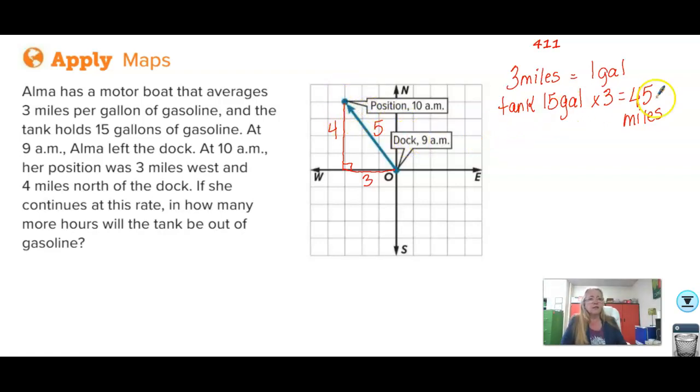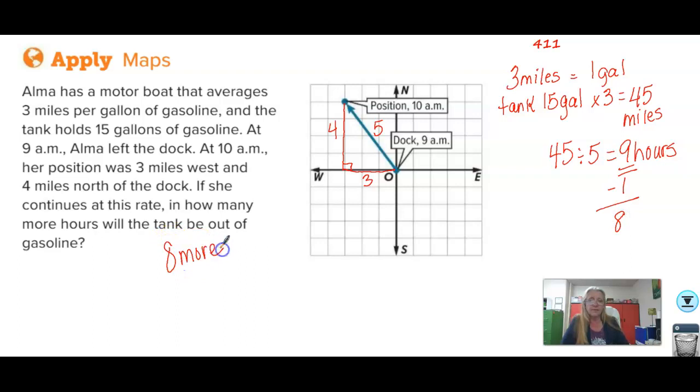If she goes 5 miles in 1 hour, how many hours can she travel before she runs out of gas? What's 45 divided by 5? It's 9. So that means she has a total of 9 hours of travel time on a full tank of gas. The question says, and how many more hours will the tank be out of gasoline? What you need to realize is she's already traveled 1 of these hours. So we have to subtract 1 from this 9. She can only go 8 more. All right. So you have to be really careful with the questions asking you.